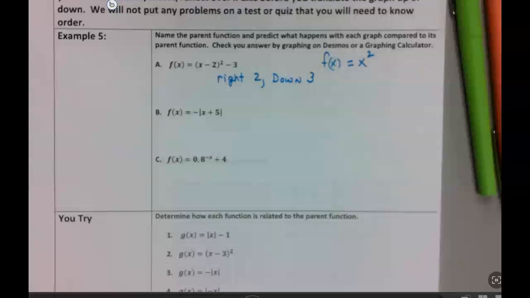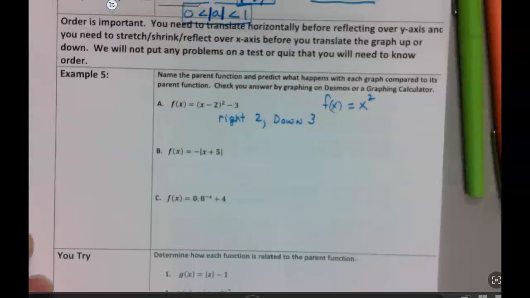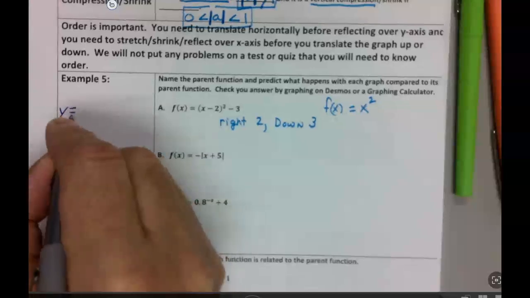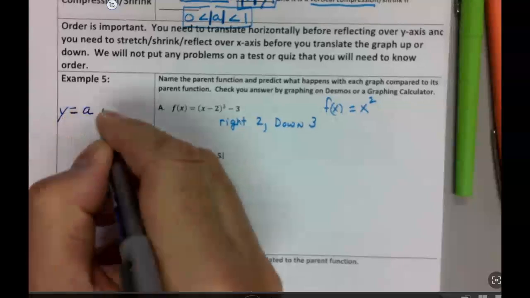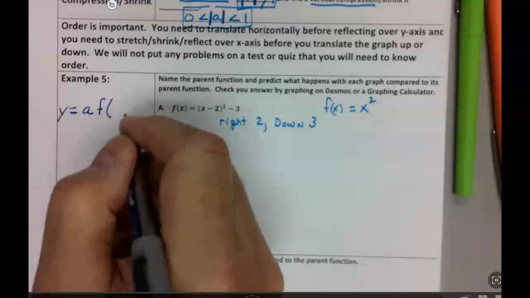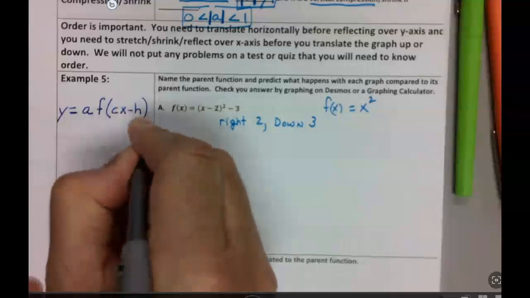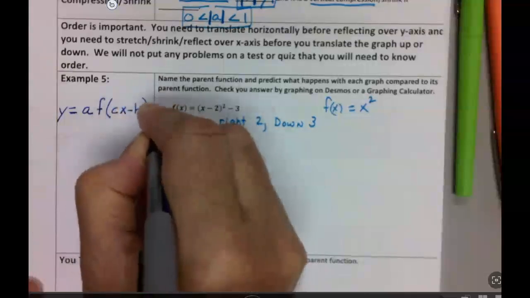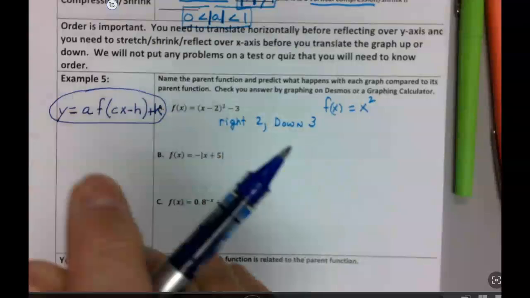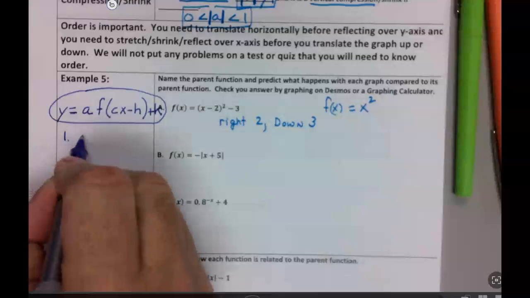College algebra. Okay? So put this formula: A times F to the CX minus H plus K. And how are you going to do these transformations? Okay, the first is A.